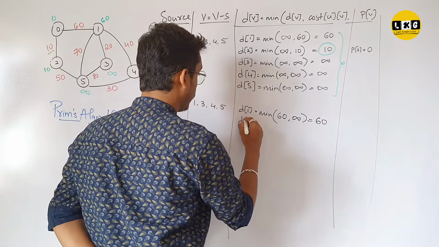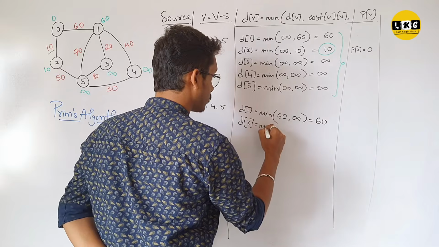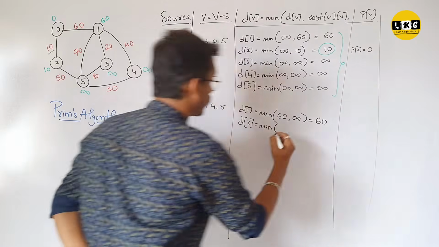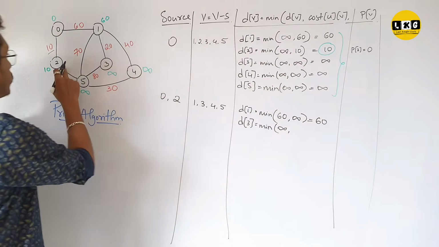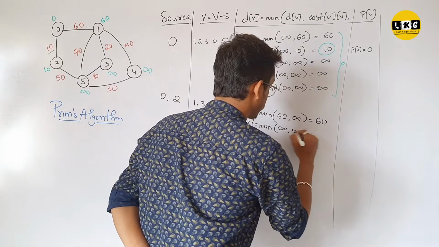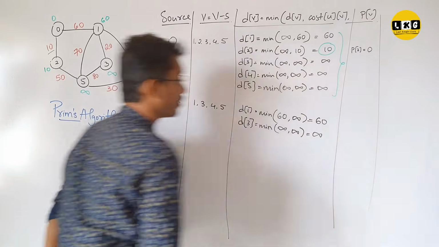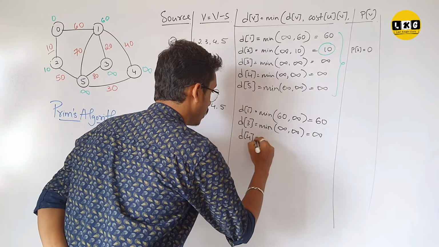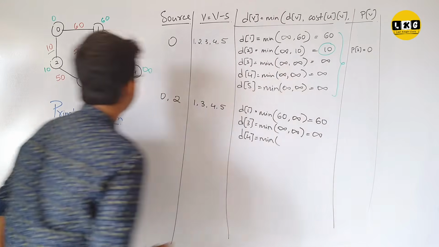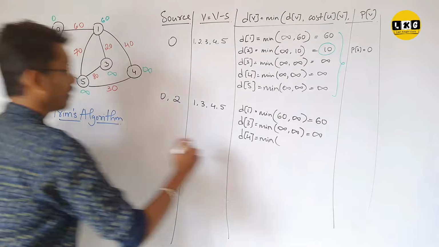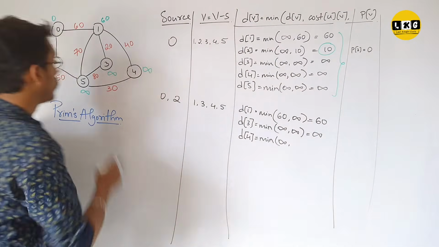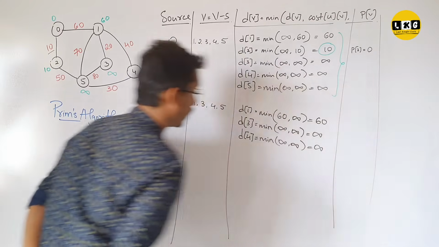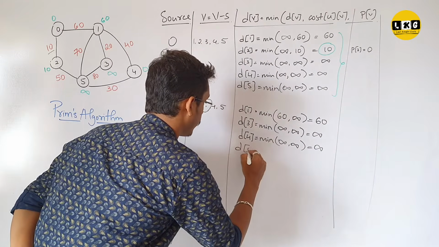Now coming to d of 3. d of 3 is equals to minimum of, what is the cost of d of 3? d of 3, it is still infinity only, comma. Can we go from 2 to 3? No, we cannot go from 2 to 3. That's why this is also infinity. So minimum is also infinity. Now d of 4, right? d of 4, minimum of, what is the cost? Infinity, right? Minimum of infinity, comma. Can we go from 2 to 4? No, we cannot go from 2 to 4. That's why this is also infinity. This is also infinity.